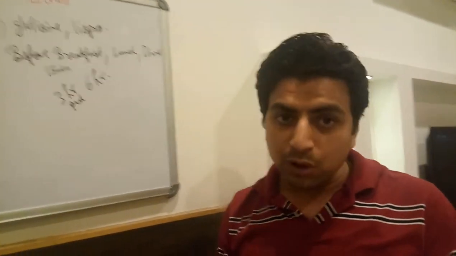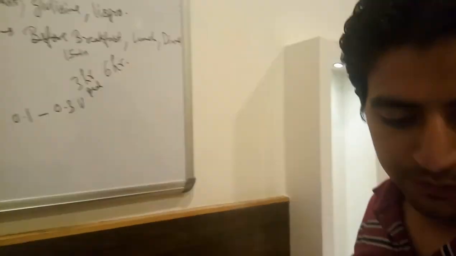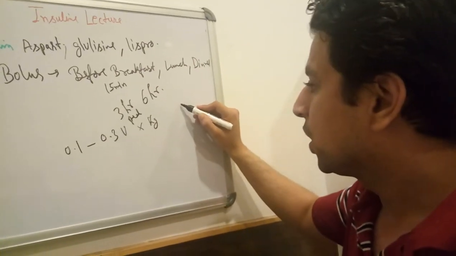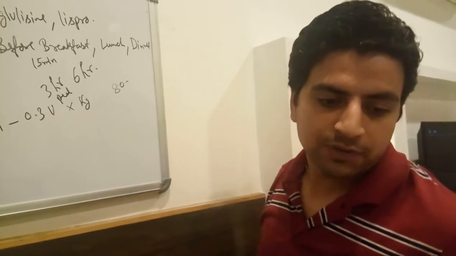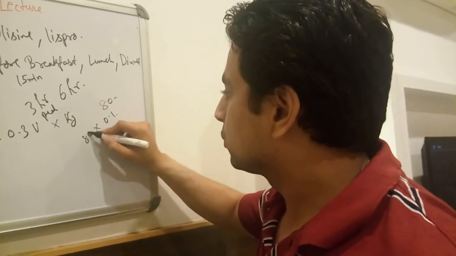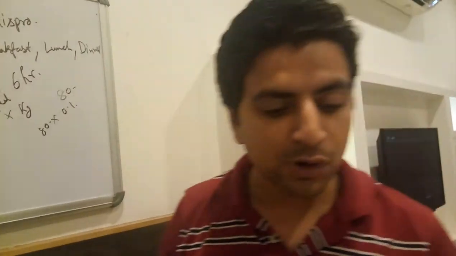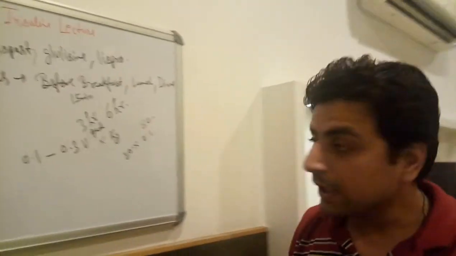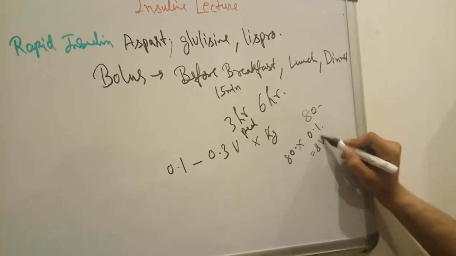For these rapid acting insulins, the dose criteria is 0.1 to 0.3 units per kilogram body weight, meaning multiplied by body weight in kilograms. Like if a patient's weight is 80 kg, we multiply 80 by 0.1. So, my dear friends, I hope till here it's clear for you. It's a really good task. 80 into 0.1, what is the value? It's 8 units. We can give 8 units.